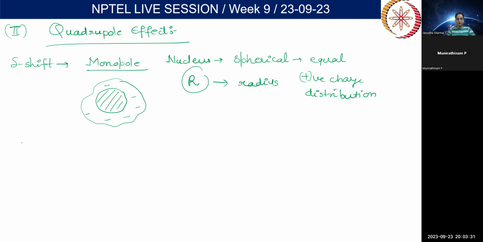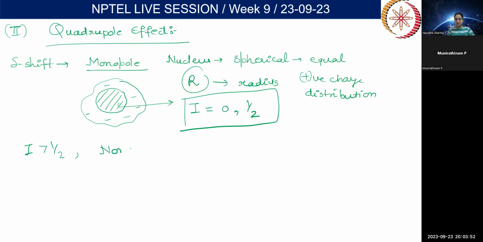But for the quadrupole, this condition happens when I have a nucleus spin state, because a nuclear spin state is assigned to every nucleus. If it is 0 or half, then only will I have a spherical nucleus. That is the condition for a spherical nucleus. What if I have I greater than 1? That means I no longer have a spherical nucleus. Now it is a non-spherical nucleus. That means the density or the distribution is not constant. It could have an elliptical shape or any shape.